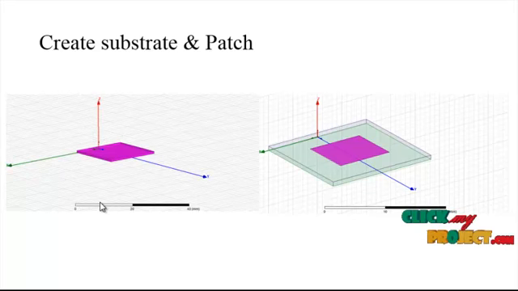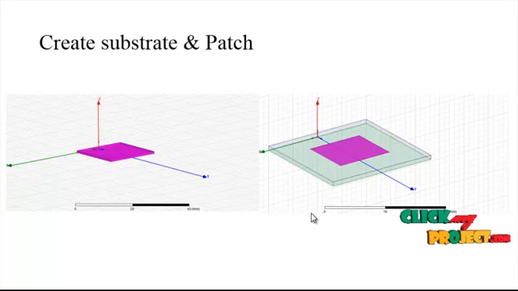This is the page of the substrate and the patch. The substrate is like a sandwich model. The substrate is in between the layers, between the top antenna and the bottom ground. In the substrate, we use the FR4 substrate, and the dielectric constant is 4.4. Here we use the rectangular patch antenna on top of the substrate.